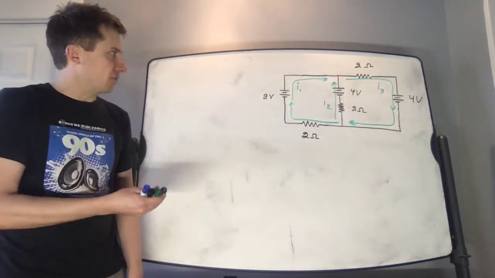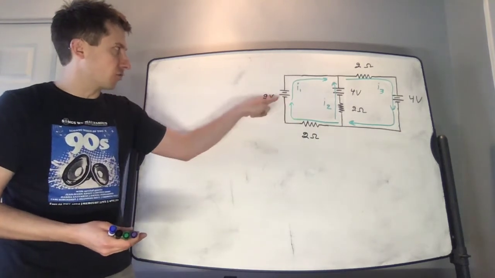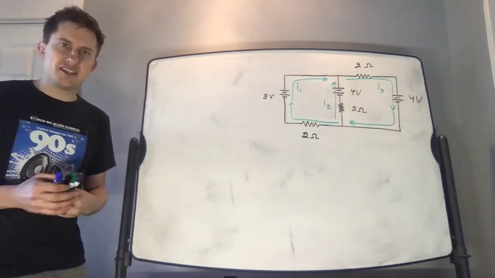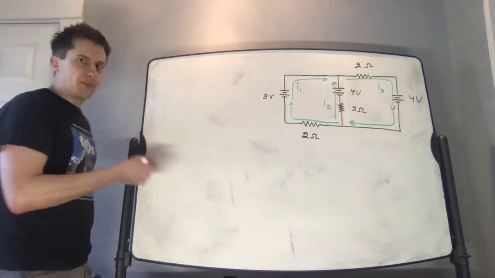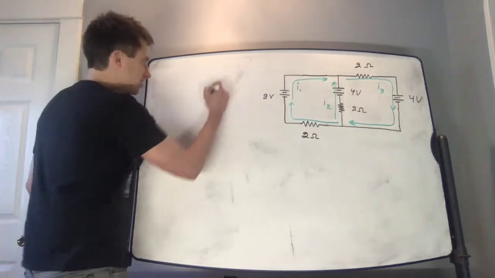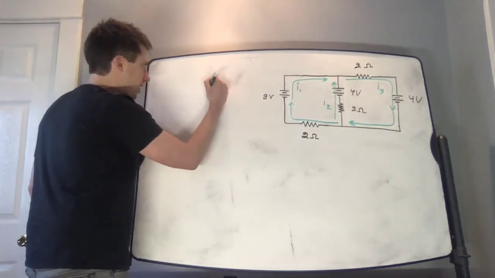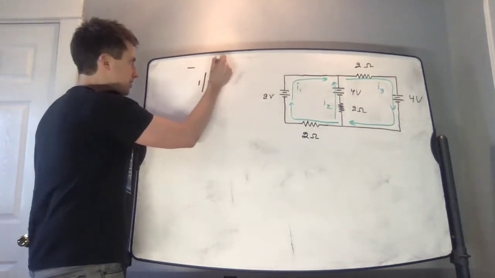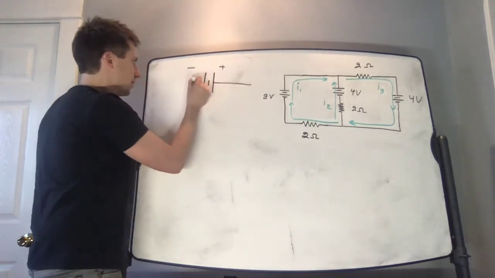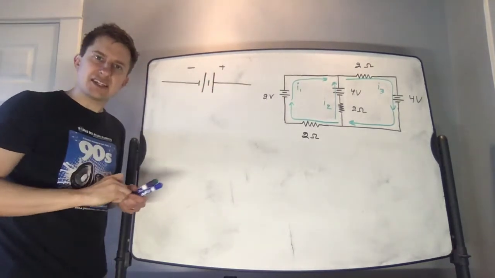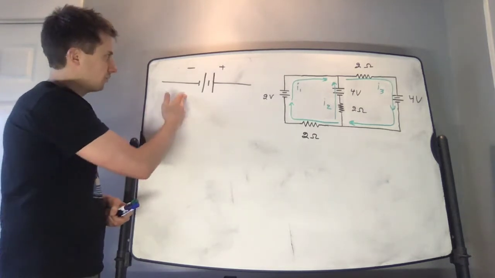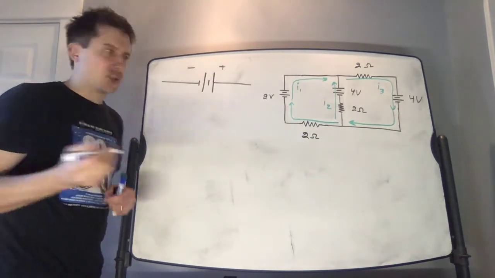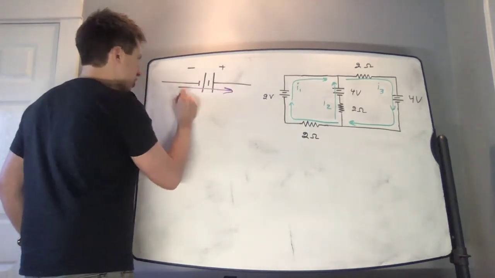I do not actually believe this current will be flowing upward through the battery and this current will be flowing downward through the battery. The reason I say that is if you think about a battery, it has a positive and a negative terminal. The positive terminal is designated with the longer line in a battery symbol, and the negative terminal is designated with the shorter line in a battery symbol. What a battery does is produce an EMF, and that tends to push charges from the negative terminal to the positive terminal of the battery. So in a nutshell, the battery is trying to push current in this direction.